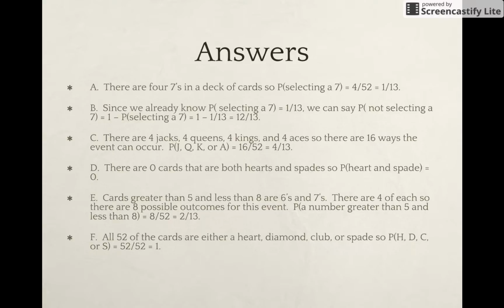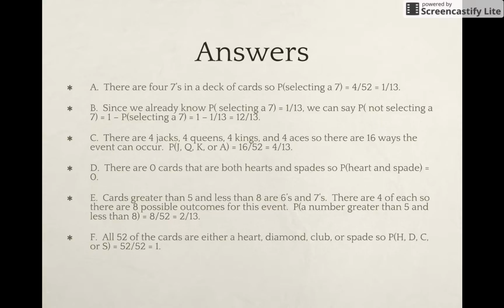The event cannot occur. In part E, cards greater than 5 and less than 8 are the cards that are 6s and 7s. There are 4 of each of those, the 4 different suits. And so there are 8 possible outcomes for this event. So the probability of a number greater than 5 and less than 8 is 8 out of 52, or 2/13.